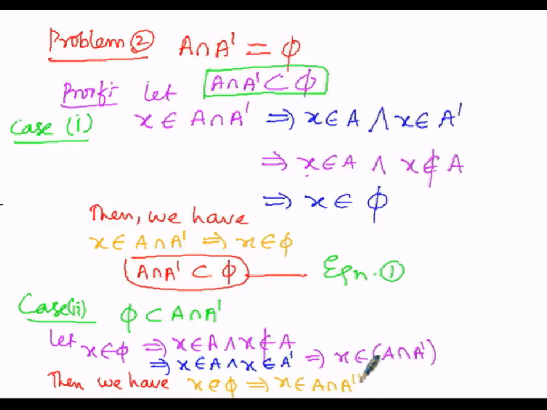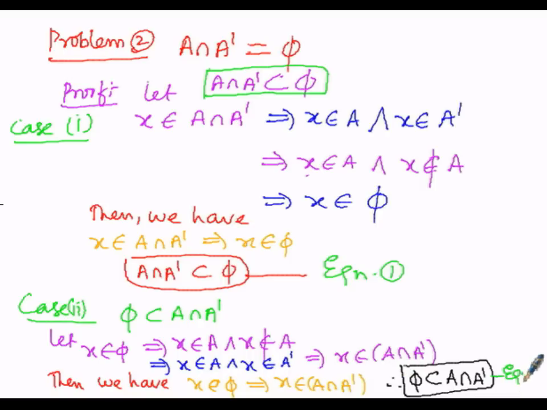So from this it is clear that the element X belongs to the empty set and the element also belongs to A intersection A dash. That is, the elements which are present in phi, that is the empty set, are also the elements of A intersection A dash. Therefore the empty set will be a subset of A intersection A dash. So here, therefore phi will be a subset of A intersection A dash. Let us consider this as equation number 2 or condition number 2.